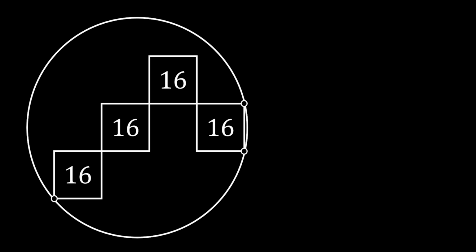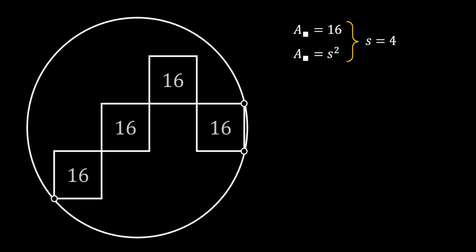So we will start with the fact that the area of our small square is equal to 16. Of course, since we know that the area of the square is equal to the side squared, we can easily find that the side of our square is equal to 4, so we're going to substitute those values in. Next, I'm going to label the intersection points with the circle as A, B, and C. And I will also label the center of our circle as O.